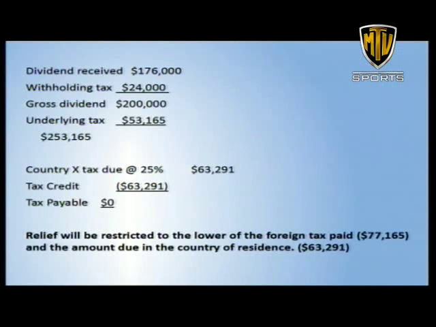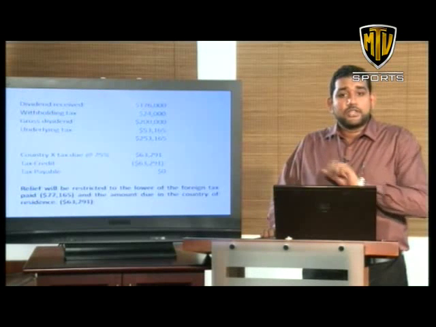To the gross dividend of 200,000, we are adding back 53,165. That is the underlying tax. So on the 253,165, in country X, you are supposed to pay tax at 25%. 25% of 253,165, as you can see, will come to 63,291.